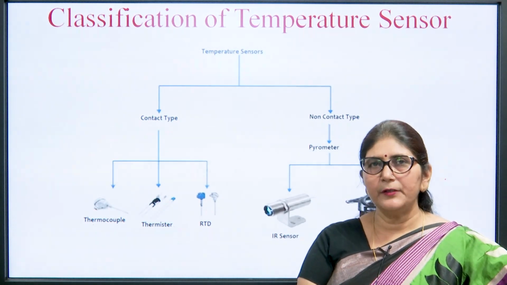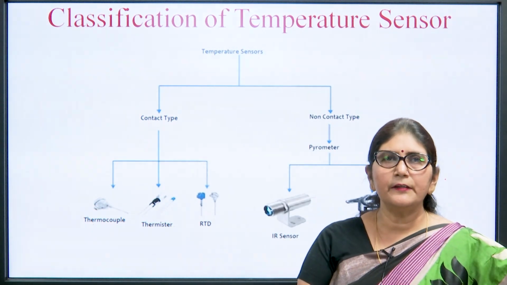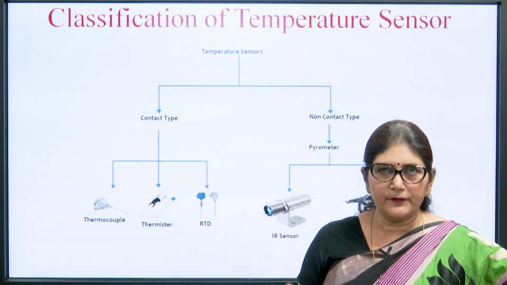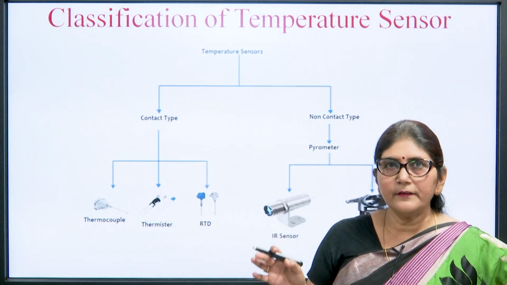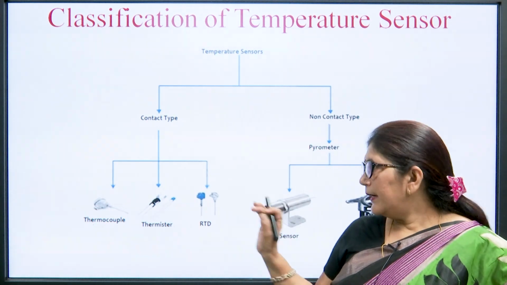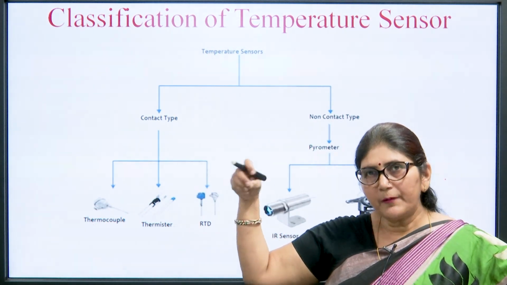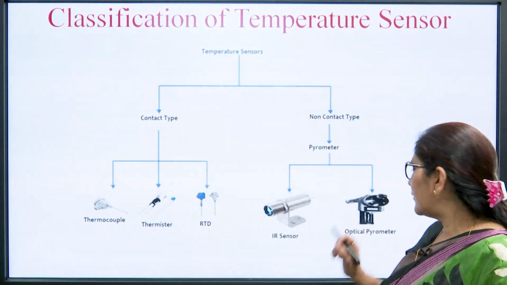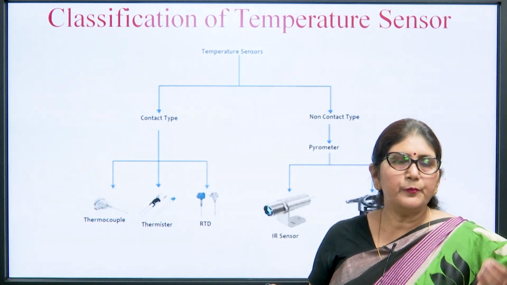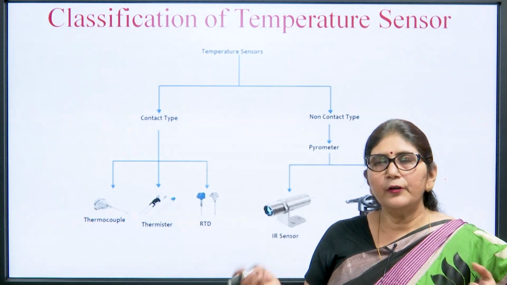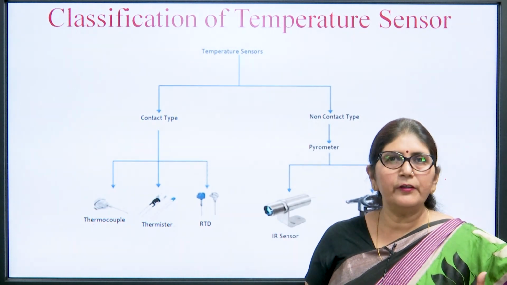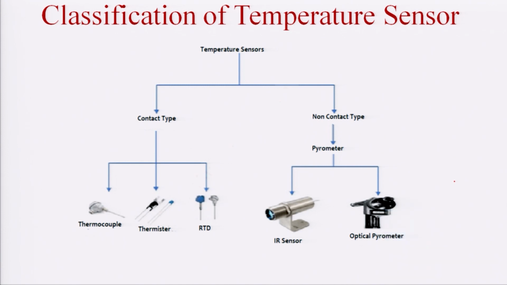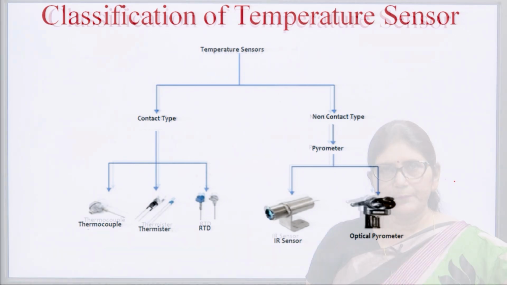Then classification of temperature sensors. Temperature sensors can be classified into two types. One is contact type and the other is non-contact type, contactless sensors. Contactless sensors are known as pyrometers, and contact sensors mean the sensor that we have to place where we want to measure the temperature. But with these two types, the IR sensor and optical pyrometer, suppose there is a boiler and we want to measure the temperature of the liquid inside that boiler, then we can place the sensor at a remote place at some distance from that boiler and we can measure the temperature.